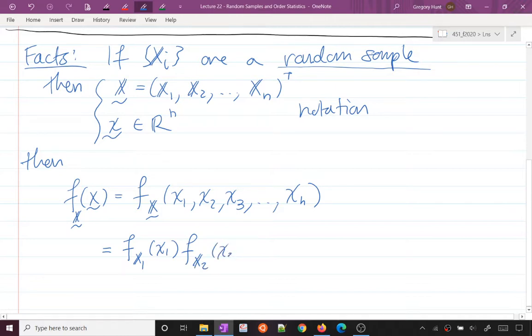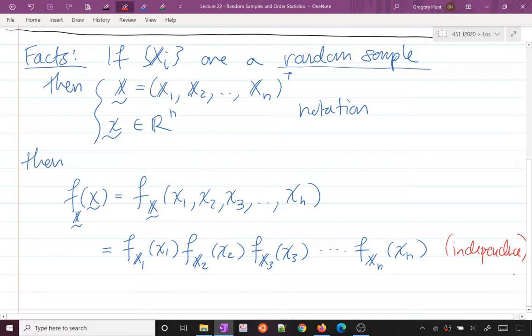So this is more or less synonymous with a definition of independence. Not quite the definition, but it's the fundamental useful theorem of independence, which is that if I have a collection of independent random variables, I can always just factor the joint PDF into the product of the marginals.